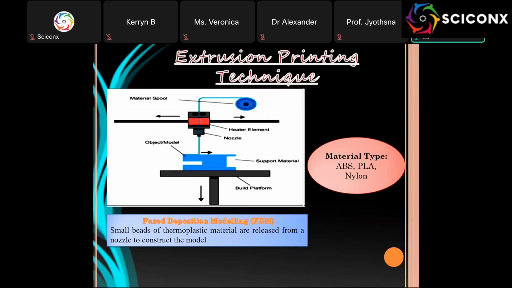So there is a building of the platform here, and the material basically used is ABS, PLA, or nylon, or the polysulfones, or the polycarbonate. However, this technique is basically used to form complex anatomical models, like the maxilla or the mandible, or in case of printing an edentulous mandible or maxilla, we can form it with this technique.